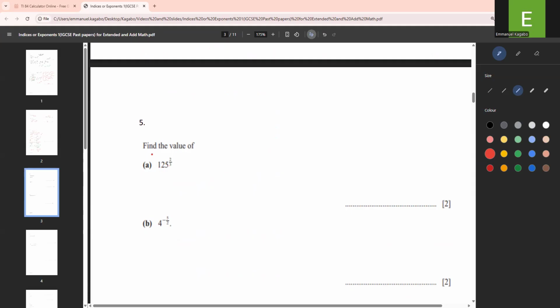Next question, find the value of this, okay? Again, here I would like to express, this is 125. It can be written as 5 power 3, all of this power 2 over 3. So which means I'll get 5 power 3 times 2 over 3, and then this cancels out with that, then the final answer will be 25, okay?